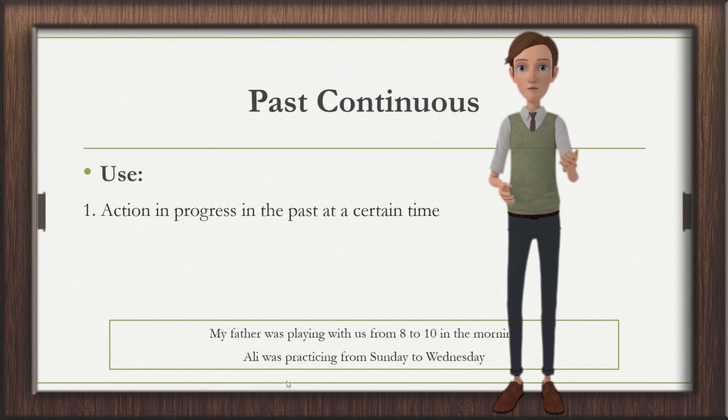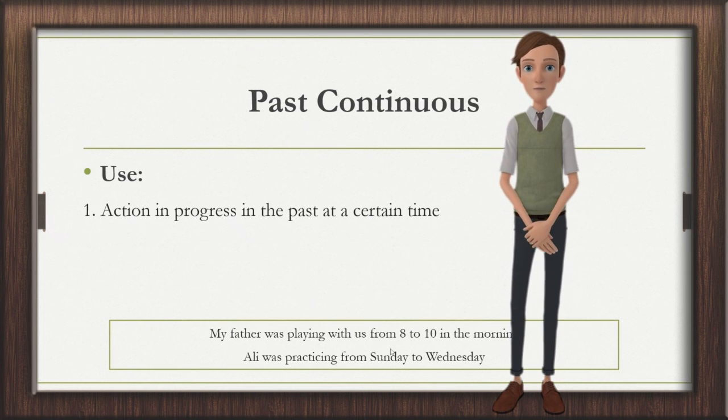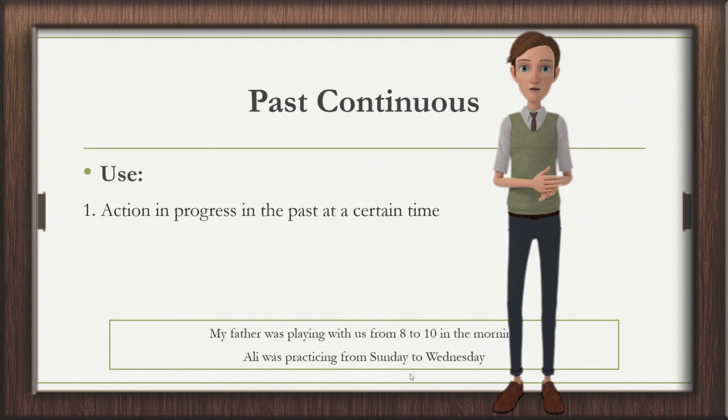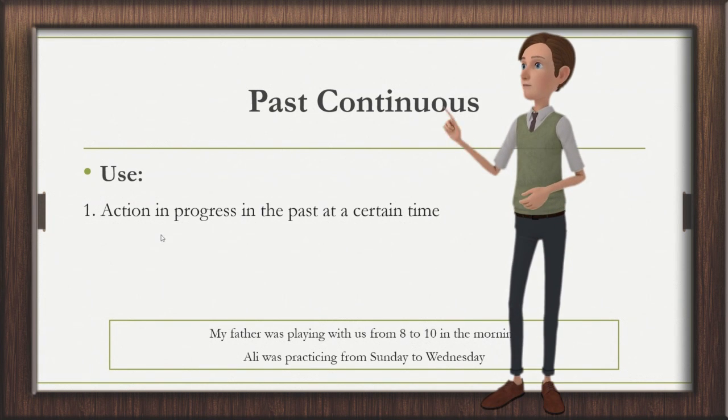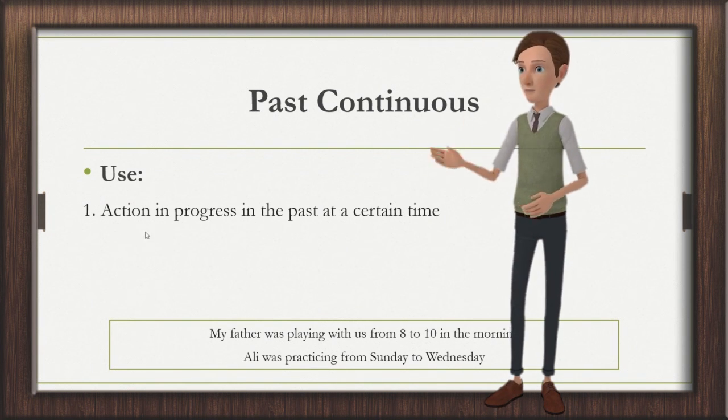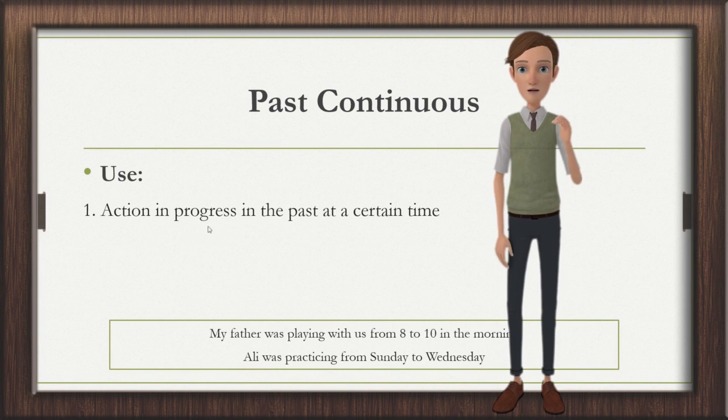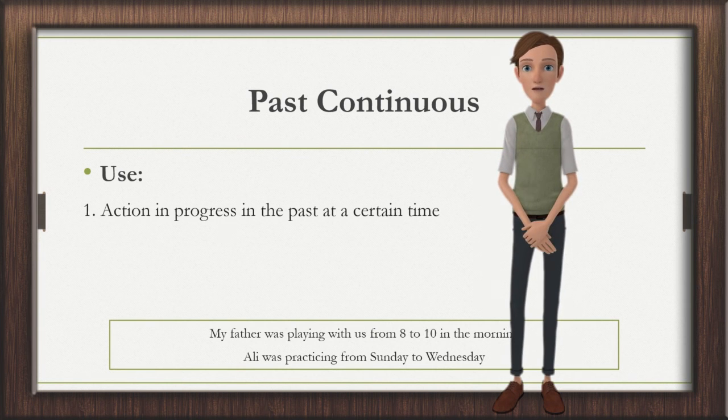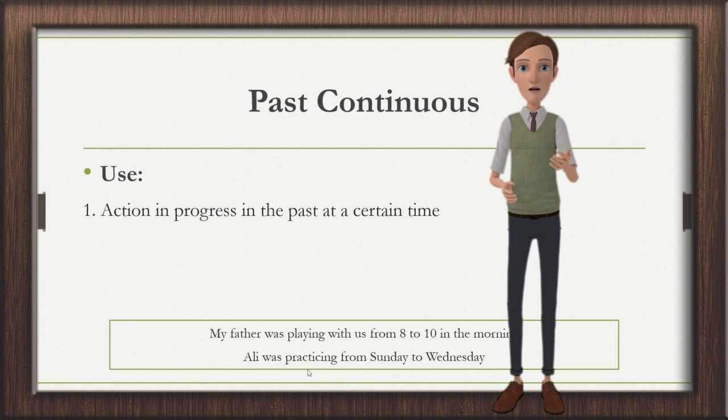Ali was practicing from Sunday to Wednesday. So at a certain time, from Sunday to Wednesday, Ali was in an action. That action was in progress. Ali was practicing for a specific time from Sunday to Wednesday.